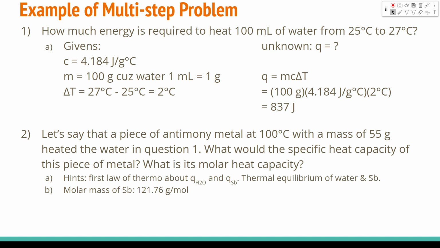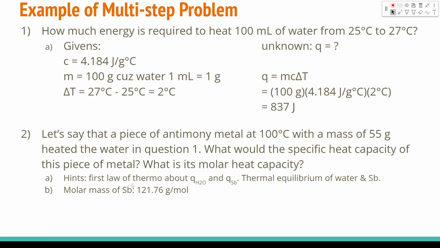Cool. So we know that a piece of metal is hot. It's at 100 degrees Celsius. It has a mass. And we're going to heat up that water, because notice the water was at 27, right? We heated up that water 2 degrees by using the antimony. We're going to figure out the specific heat of that metal.